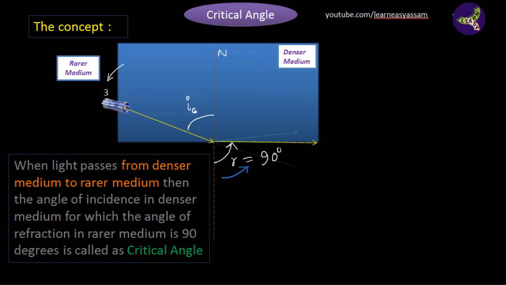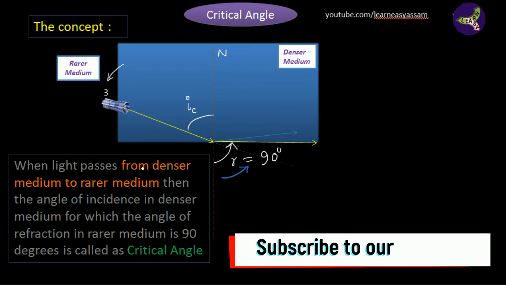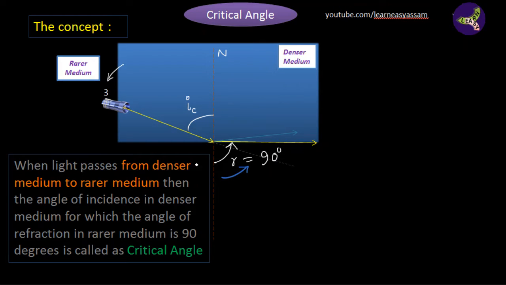So we can write i_c. If you want to define the critical angle, then we have to write that when light passes from denser medium to rarer medium. This is a very important point to remember, that light must pass from denser medium to rarer medium in order to get a critical angle. So when light passes from denser medium to rarer medium, then the angle of incidence in the denser medium, you can see the angle of incidence is this, the angle of incidence in the denser medium.